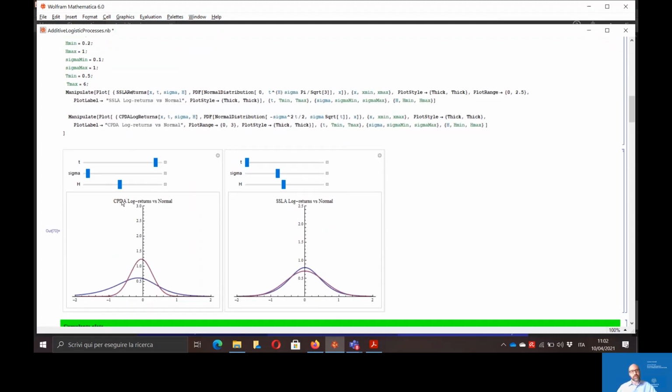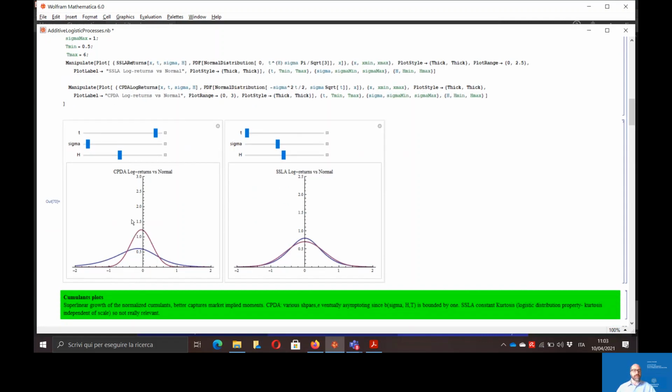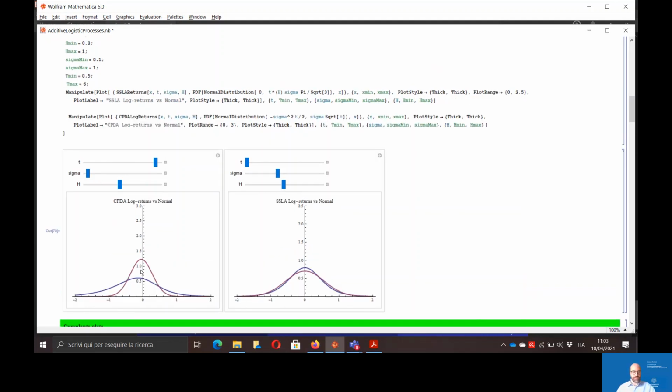So I'm comparing, of course, the log returns of the CPDA, the Dagum positive model, whose log returns are skew logistic, versus the normal. So the log returns in the Black-Scholes model are normal with variance sigma squared t and mean minus sigma squared t over 2. So I just drift adjusted, so that when you exponentiate, you have a martingale relationship.